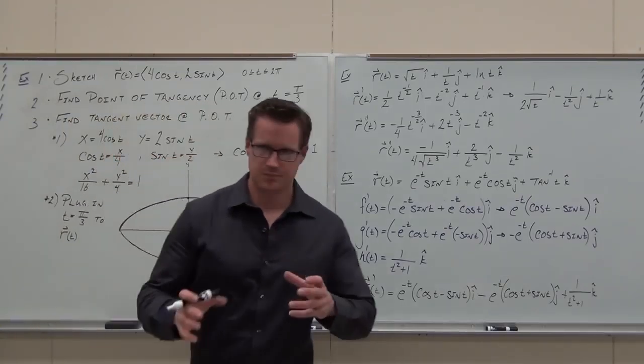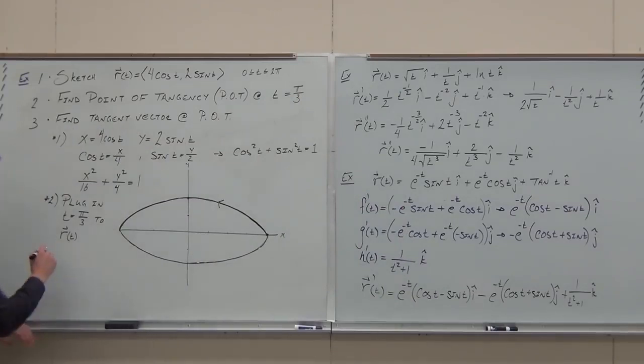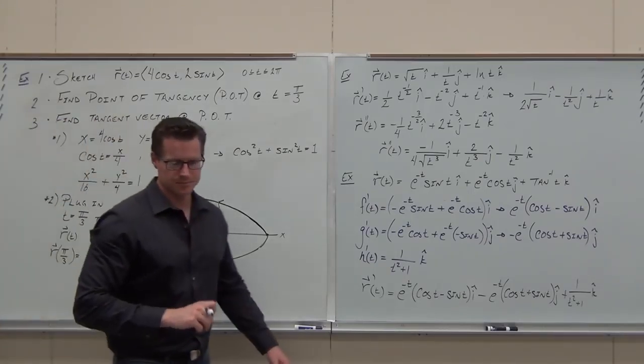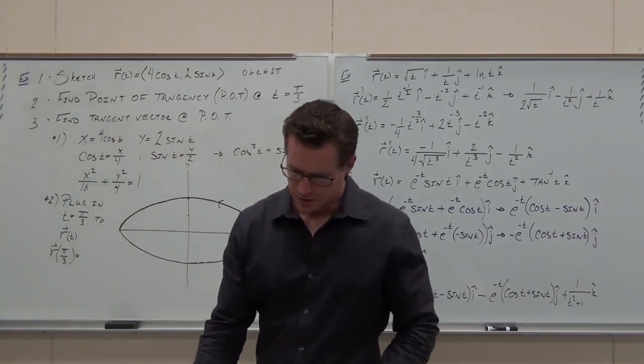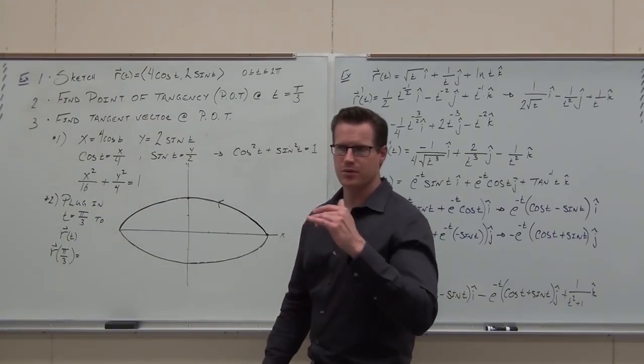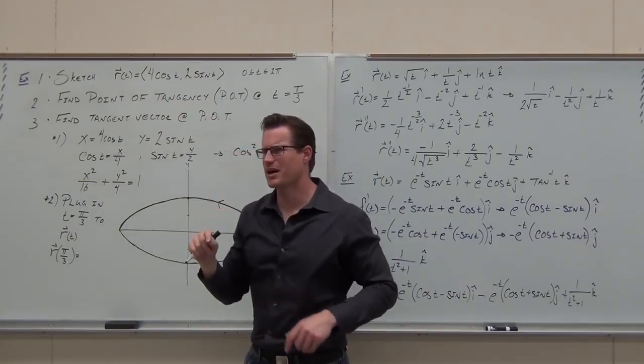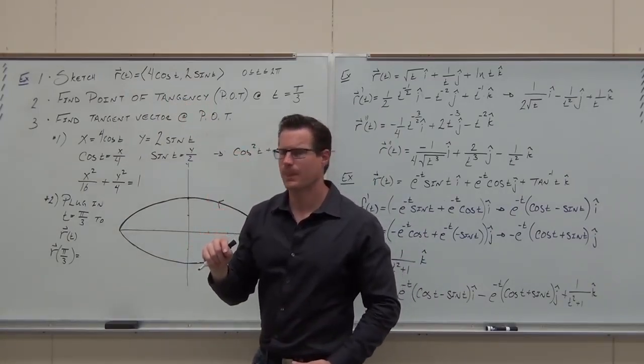Just plug in t equals pi over 3 into that vector function. So I want to figure out essentially that. That's what I want to know. Can y'all do that for me, please, real quick? What happens when you plug in pi over 3 into your vector function? What's cosine of pi over 3? Do you know? 1/2.